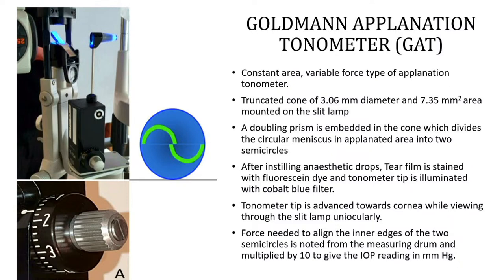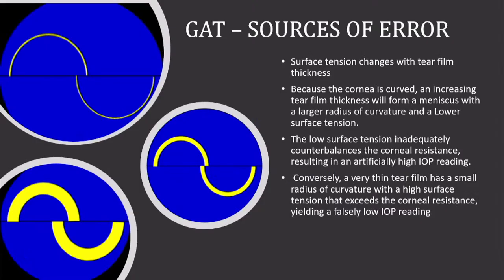Then there is this pressure knob. You can change the force that is being applied, and you start with one. One is equal to 1 gram, which is 10 millimeters of mercury, so you multiply it by 10. You need an anesthetic drop and fluorescein stain for the tear film. The tonometer tip is advanced towards the cornea while you are viewing through the slit lamp uniocularly, and then you find the force that is needed to align these mires.